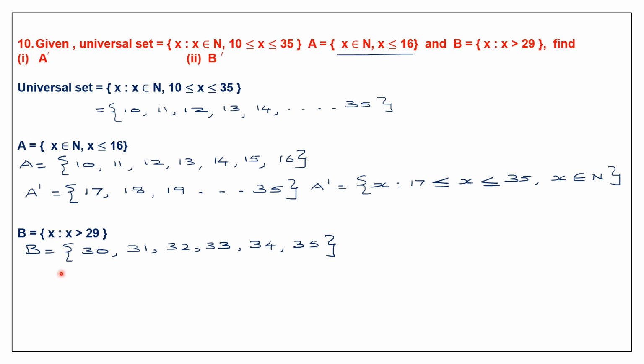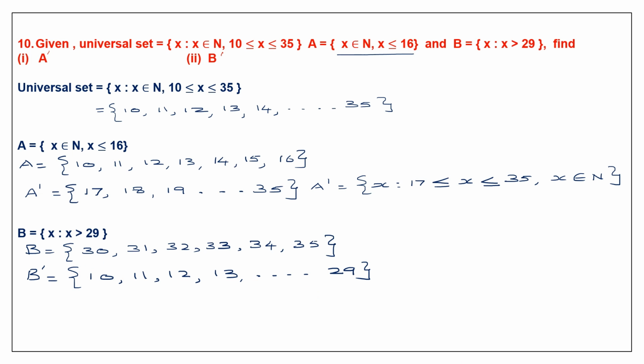So since these are the elements of set B, what will be the elements of the complement of set B? For the elements of the complement of set B, we have to leave out all these elements and write the remaining elements which are there in the universal set. That means we start from 10 and we go up to 29. So let's write that. Elements here will be 10, 11, 12, 13 and so on up to 29. Why do we stop at 29? Because set B starts from 30.